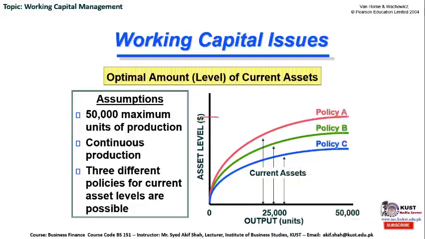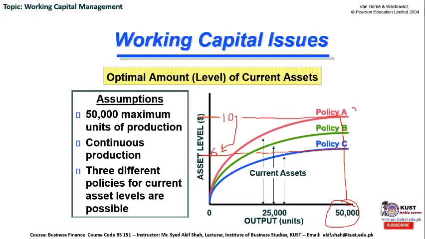The policy is showing us to have this level of, let's suppose, point number 10. So 10 level of current assets are required in policy A to produce 50,000 units. Similarly, policy C requires the current asset level to be quite lower than policy A, which could be, let's suppose, 6 units of current assets. It means that we require fewer current assets to produce the same output, by utilizing a lower number of current assets in the company.